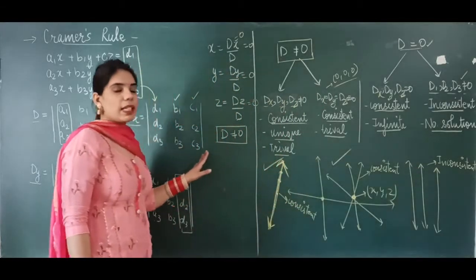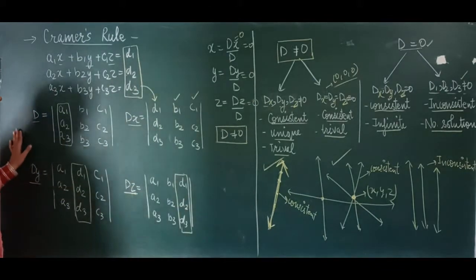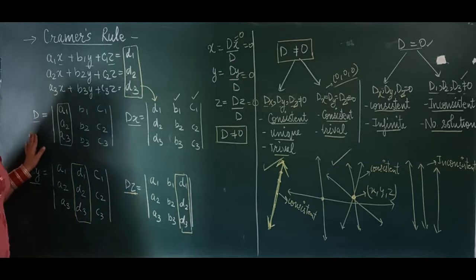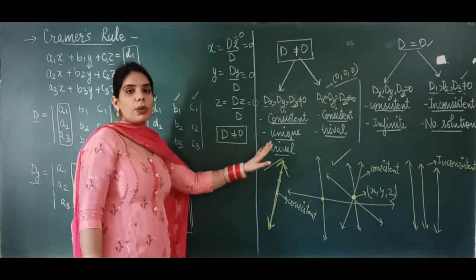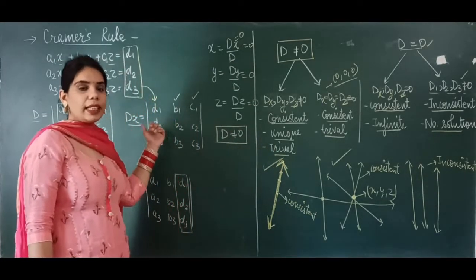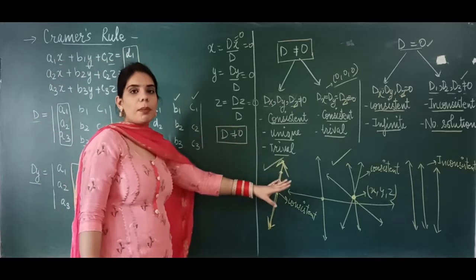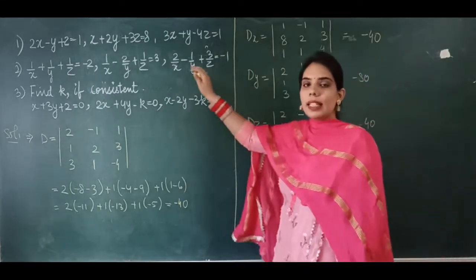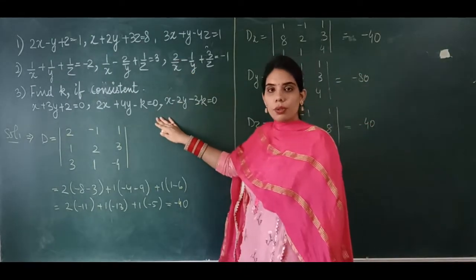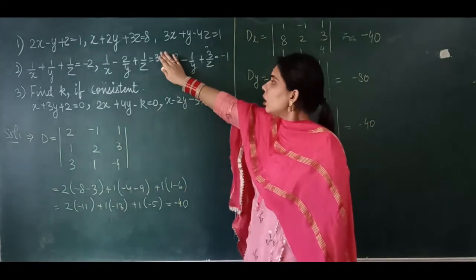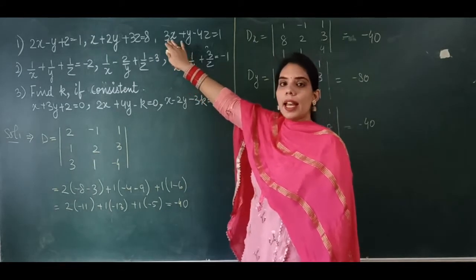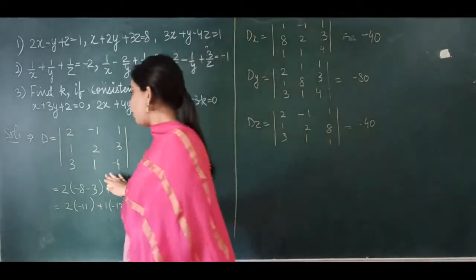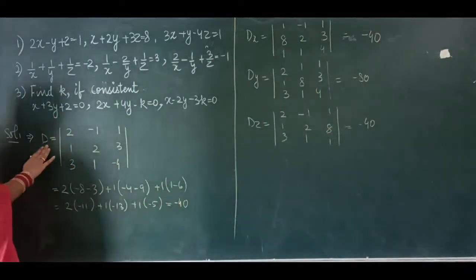So this was basically the method of how we can find the solution of equations in a plane, as well as how we can see with the help of the values of d whether they are overlapping, intersecting or parallel. Now let's see some examples related to Cramer's rule. The first question is I have to find the solution of the equation. I have already done half of it. So what will be my d here?